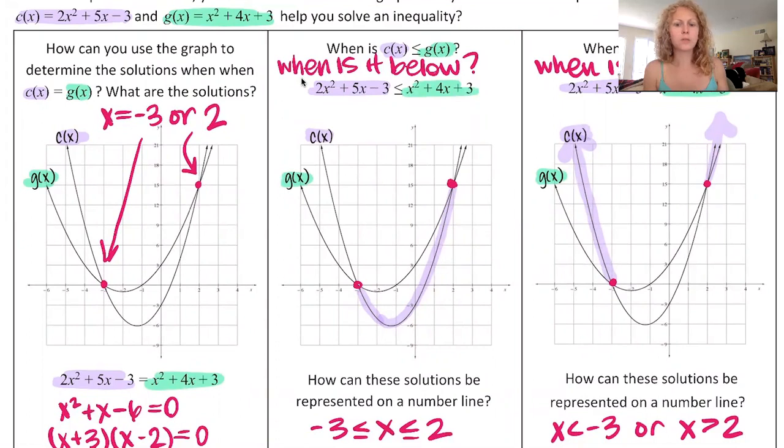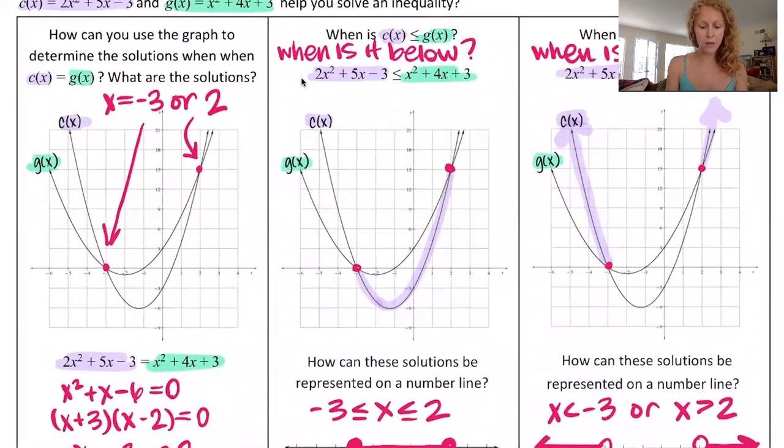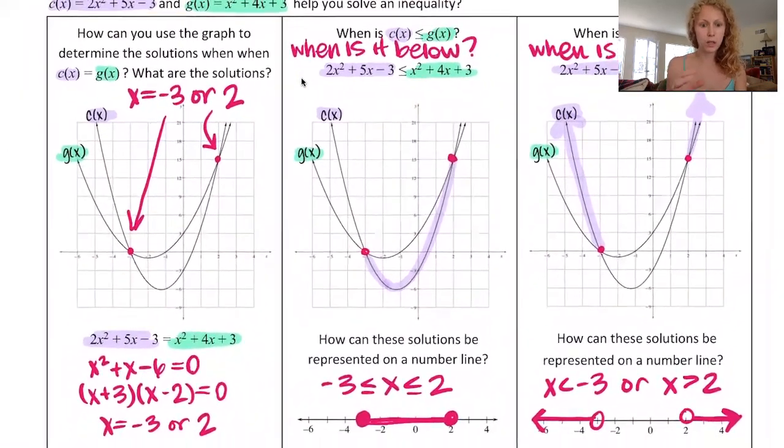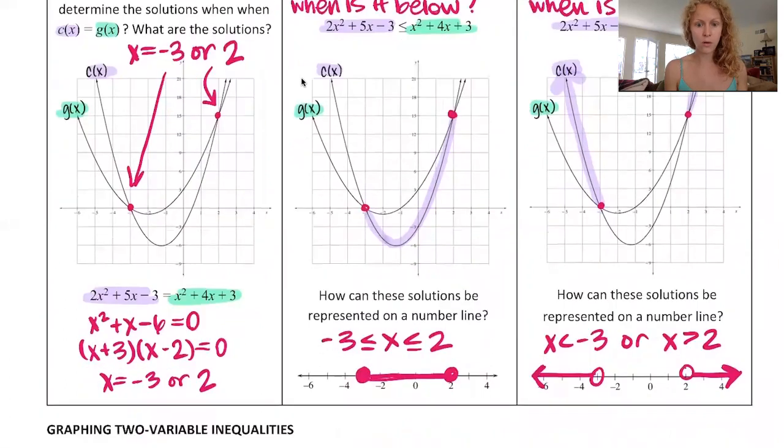So algebra, if you solved any of these, you would always end up with the same boundary points. And then the question is, where is this actual zone of answers? So you're not going to get different boundary points. You're just going to have different looking solutions depending on the question. When are the functions equal? When is one above or below?